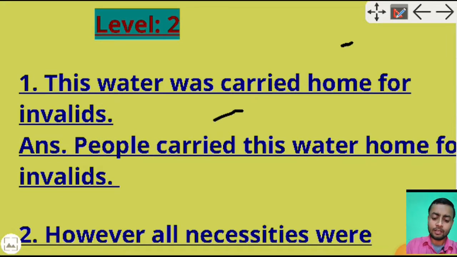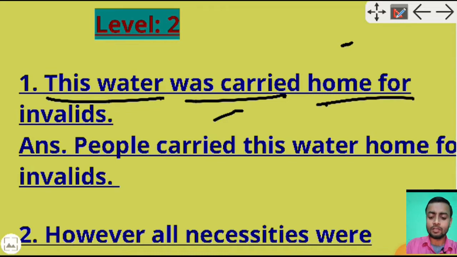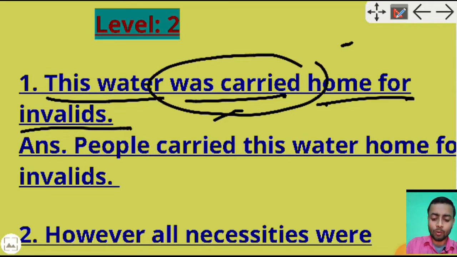So here, this water was carried. This water is the subject, was carried is the verb form, and home for invalids is the rest of the part. Here was carried, this combination shows us that this is in the passive voice, so you have to change it into active voice, because after was there should be the VING form in the past continuous tense, but here you can see that the ED form is added, so it is in the passive voice.